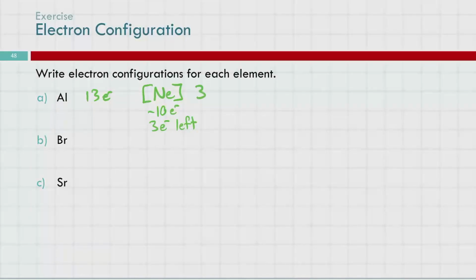Our next entry after neon, we're in row 3, and the S block is the first 2 columns. So 3s comes next. I'll talk about that more in depth soon. So 3s is our next energy level. When we have 3 electrons, we can only fit 2 into our 3s. So it's 3s2. After 3s comes 3p, and we would put our 1 remaining electron into 3p.